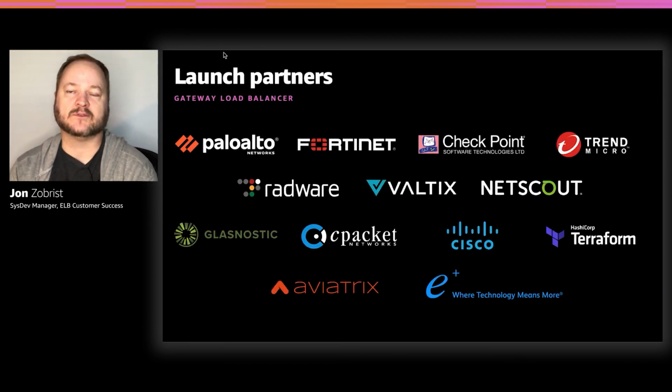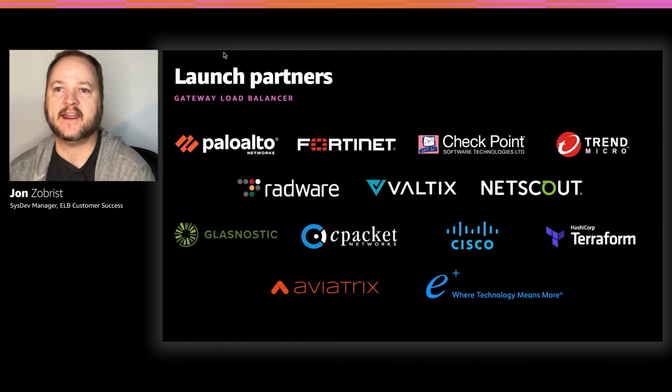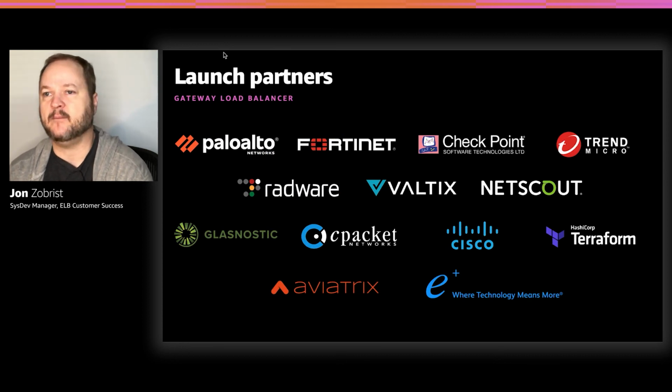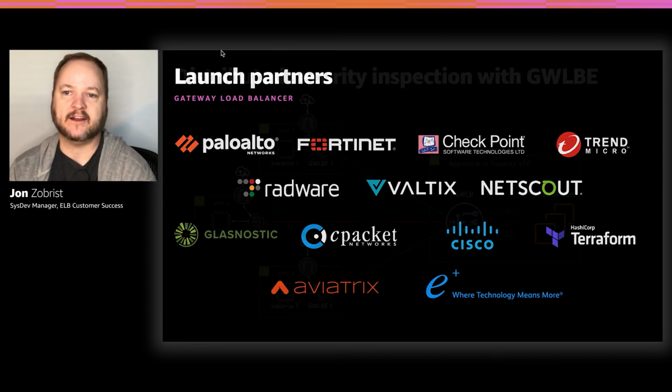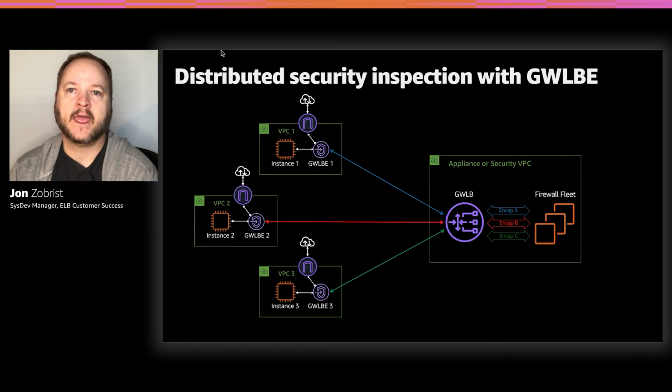Our launch partners. So we had many launch partners. We heard customers asking for these exact services. All the big firewalls, security devices, things that they're already using in their on-prem. Now they can run those things transparently on the Gateway Load Balancer in AWS. Tap into existing VPCs, have centralized management and control of those, and then get all the benefits of normal Elastic Load Balancers.